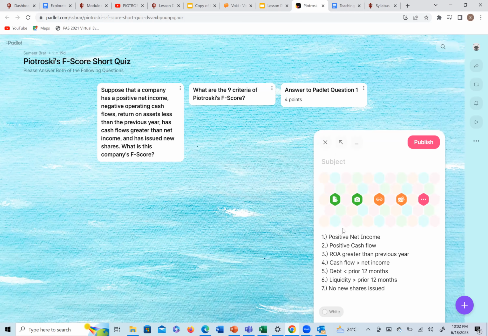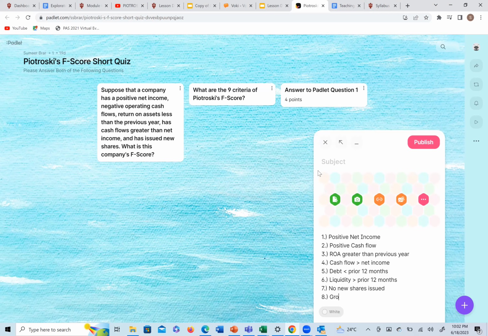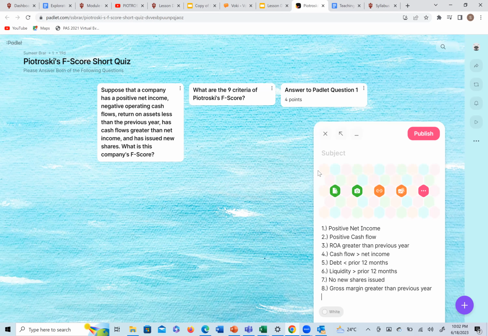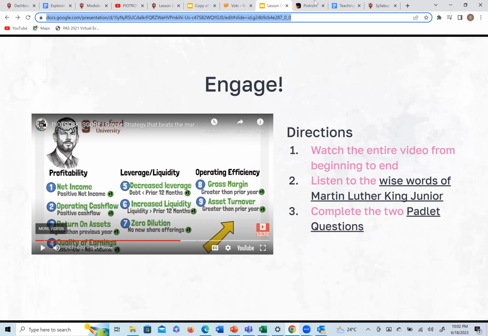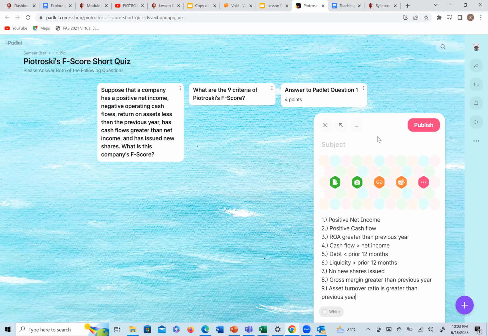Our eighth criteria, whereas when we were getting the operating efficiencies, is that gross margin is greater than it has been the previous year. And our ninth and final criteria, the asset turnover ratio is greater than it has been the previous year. Yep. And so we are going to publish this.